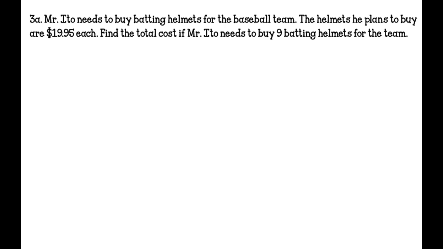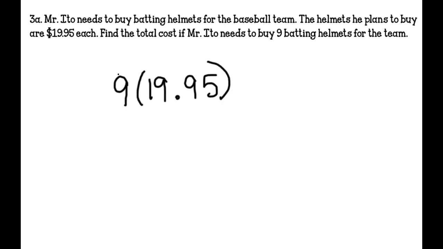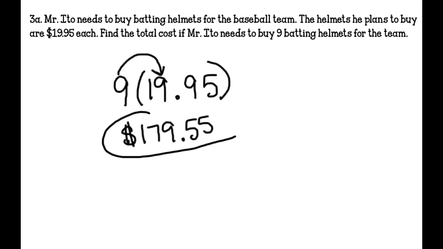3A, Mr. Ito needs to buy batting helmets for the baseball team. The helmets he plans to buy are $19.95 each. Find the total cost if Mr. Ito needs to buy 9 batting helmets for the team. This always makes me laugh that this is in with distributive property. They need 9 batting helmets, and they're $19.95 each. So we use distributive property of multiplication, and we just take 9 times 19.95. Then I multiply those together, and I have 179.55. So it's $179.55.